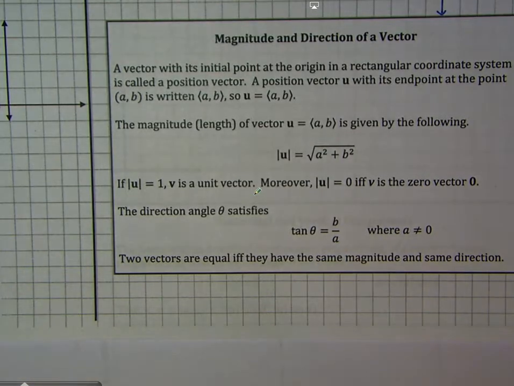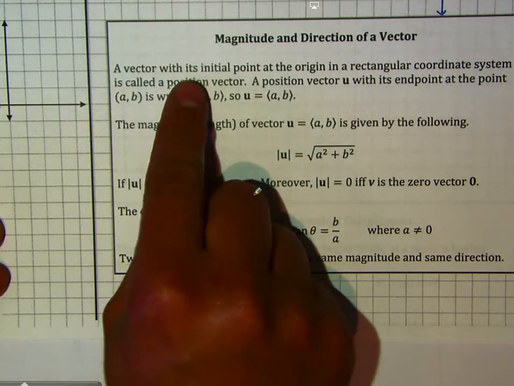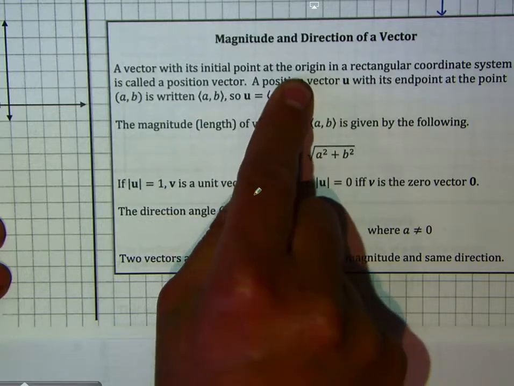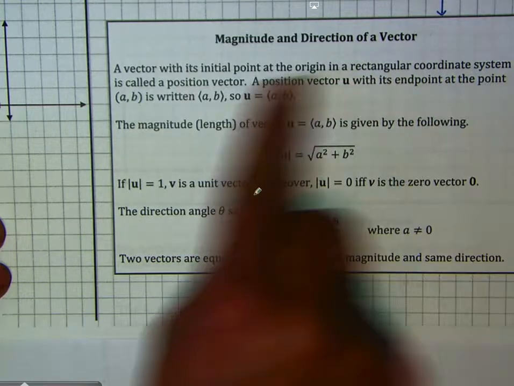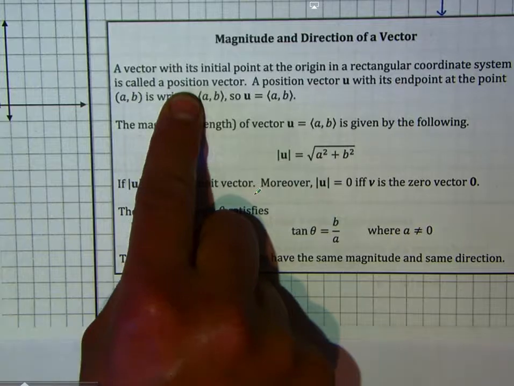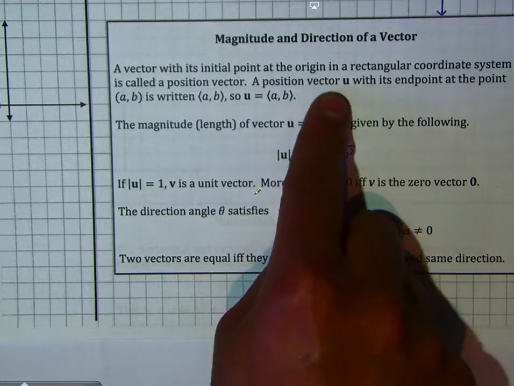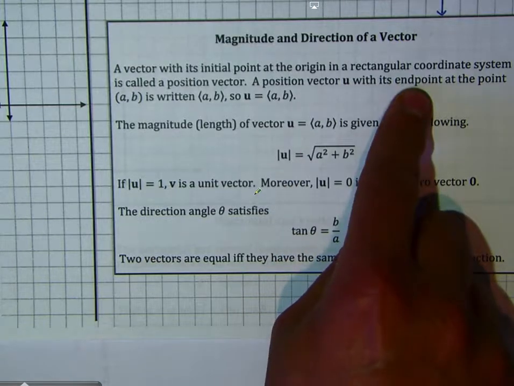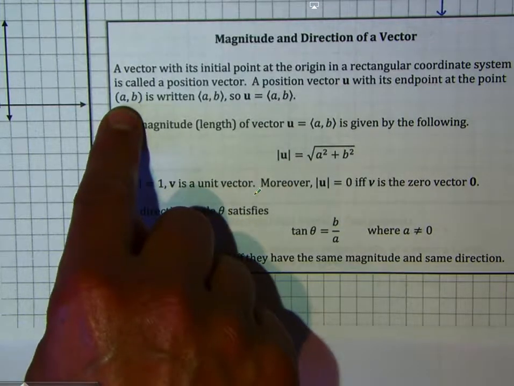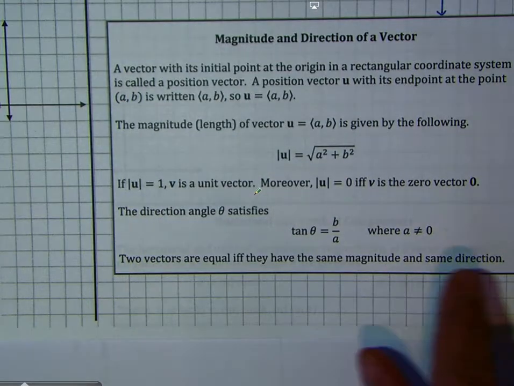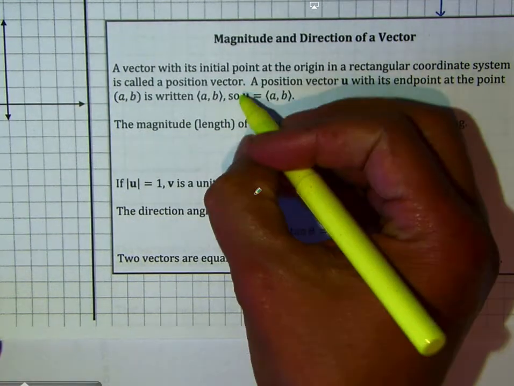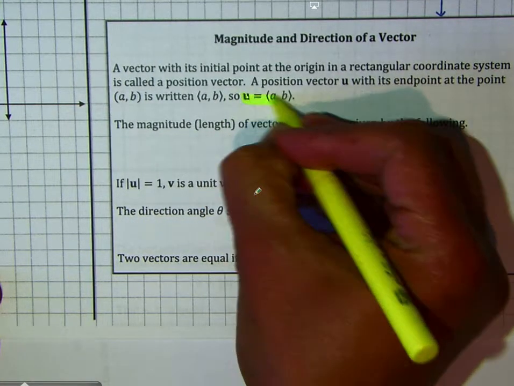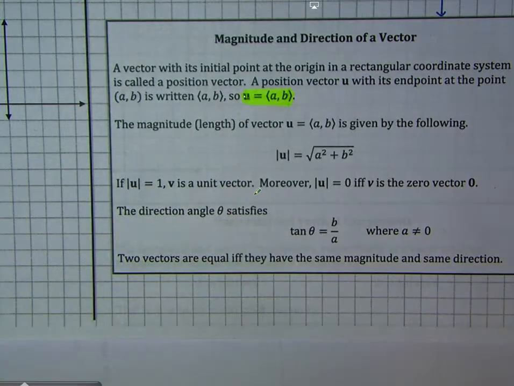Excellent. So a vector with initial point at the origin in a rectangular coordinate system is called a position vector. A position vector u, just like we covered on example number 1, with its endpoint at the point (a, b), is now written in the following form. And that's what we did on example number 1.